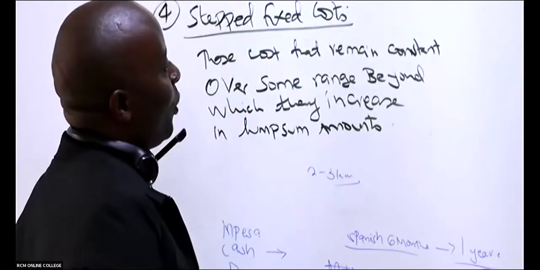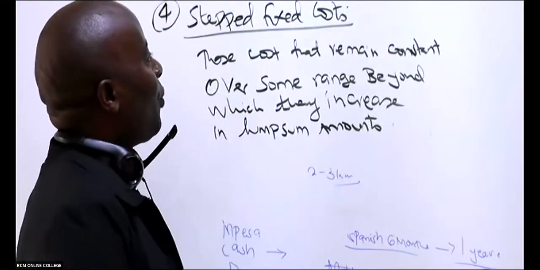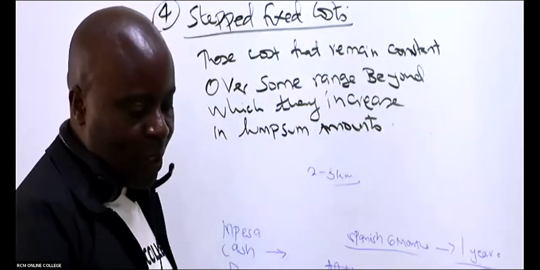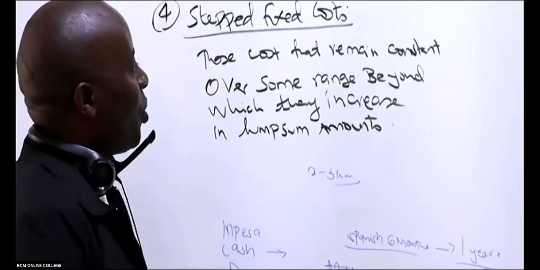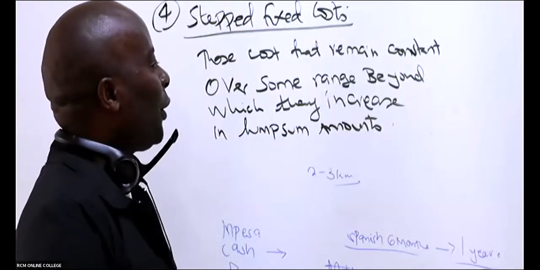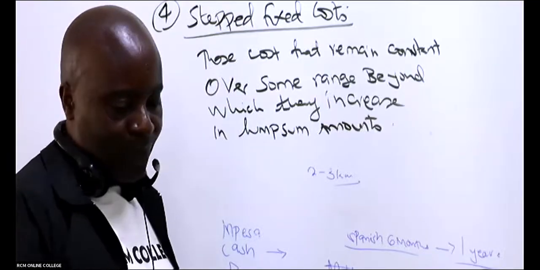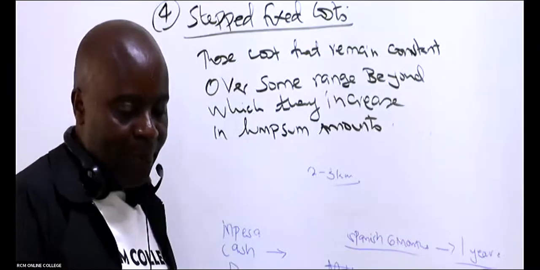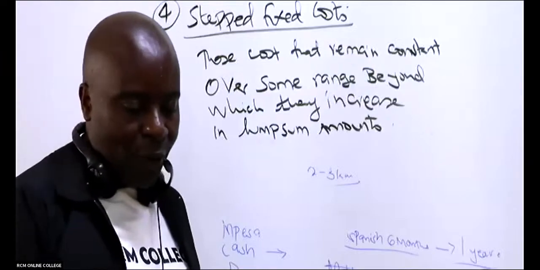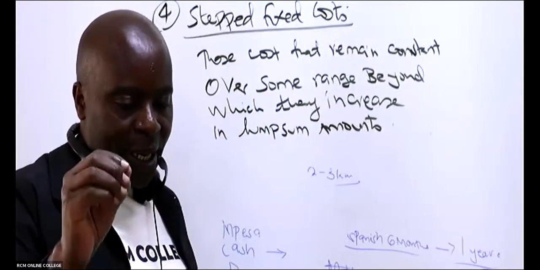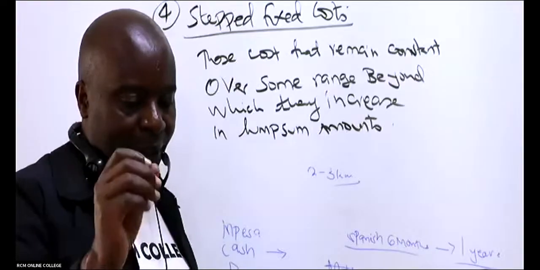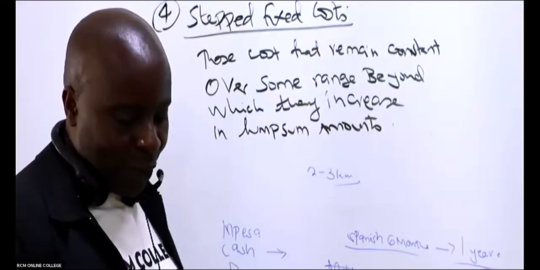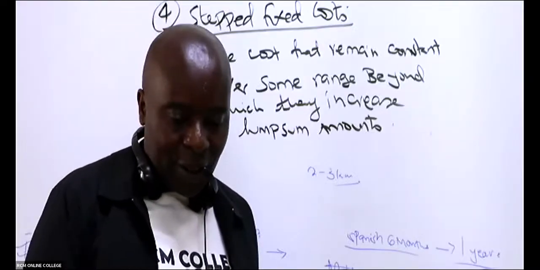So please, this fourth behavioral classification of costs, I would want you to put it down. Number 4, stepped fixed costs. And then you write that these costs remain constant over some range beyond which they increase in lump sum amounts. And once you finish writing this down, please say there why for yes.